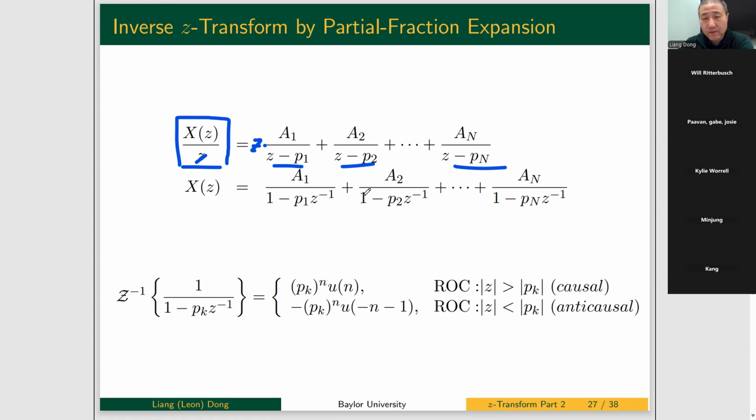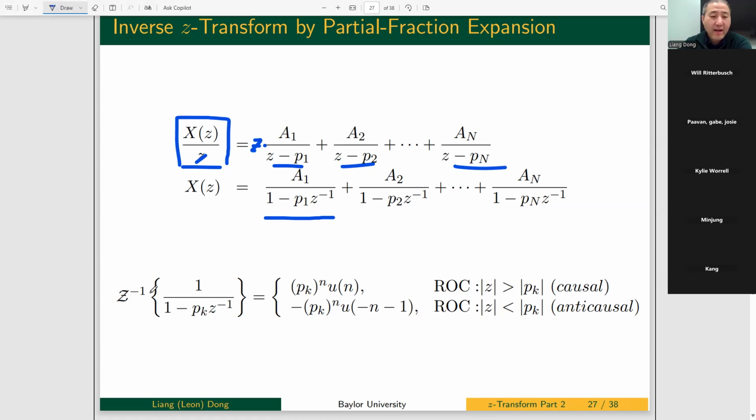And then the second term is the denominator 1 subtract p2 z to the power minus 1. So this is very nice. That's what we are familiar with. We just have 1 subtract pole times z to the minus 1. Right? And then I can easily do a z transform on this term.